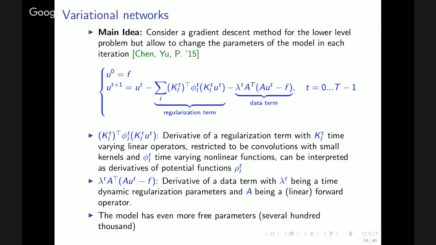It could be a Radon transform. It could be a Fourier transform or a mask for inpainting. So this defines your type of image processing problem. And yes, this model has much more free parameters. Usually several 100,000 parameters are now free.